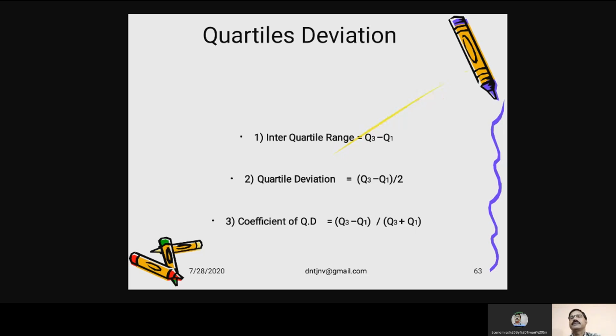Now coming to quartile deviation. Quartile deviation is nothing but quartiles, meaning you have to divide the series into 4 equal parts. Quarter means 4 equal parts. So Q1, Q2, Q3 and Q4. The interquartile range is Q3 minus Q1, because the largest quartile is Q3, the smallest quartile is Q1. Then quartile deviation is Q3 minus Q1 upon 2, and coefficient of quartile deviation is Q3 minus Q1 upon Q3 plus Q1.